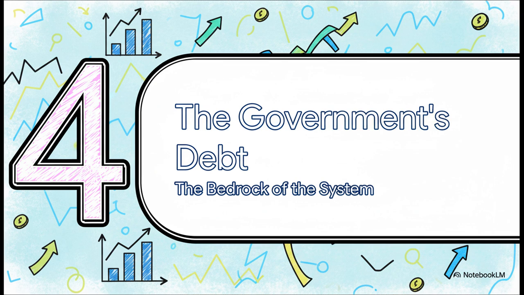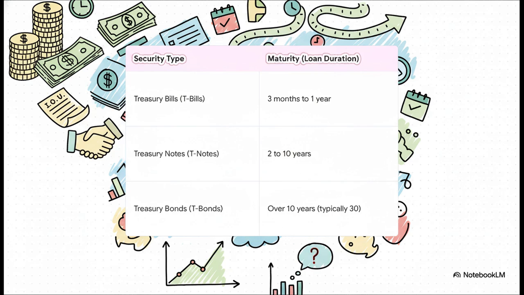So, since U.S. government debt is the foundation of this entire system, it's really important to understand how the government actually goes about borrowing all this money. The government doesn't just borrow money in one big chunk. It borrows for different lengths of time, or what are called maturities. You've got super short-term loans called T-bills, which can last just a few months. Then there are T-notes for the medium term and T-bonds for the really long-haul loans, usually 30 years.